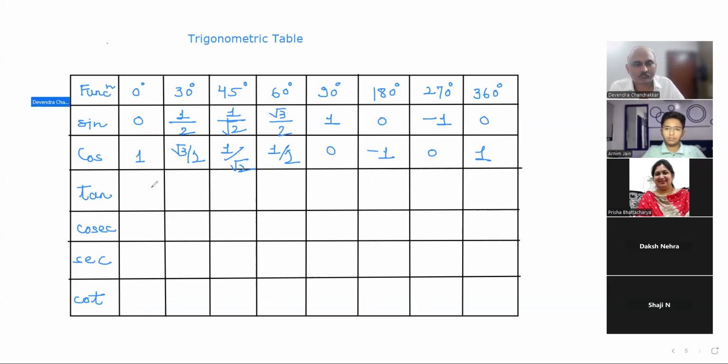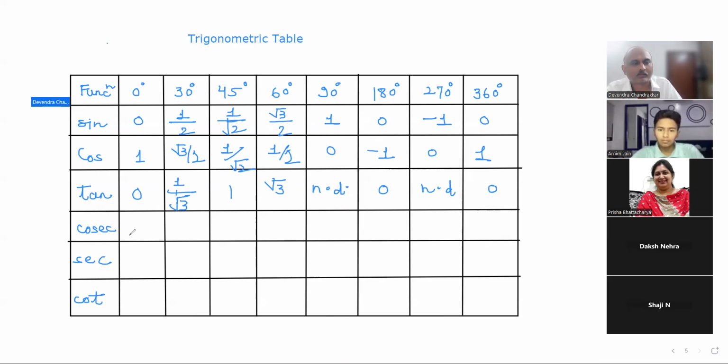Tan is the ratio of sine to cos. So tan 0 is, just take the ratio, 0. This is 1 over root 3. This is 1. This is root 3. This is not defined. 1 upon 0 is not defined, right? In a fraction, if 0 appears in the denominator, it is not defined. So this is 0. This is again not defined.